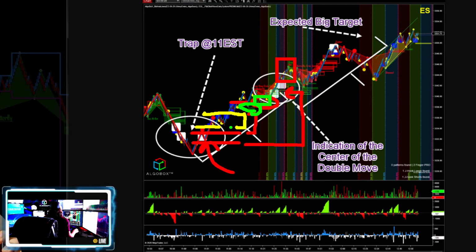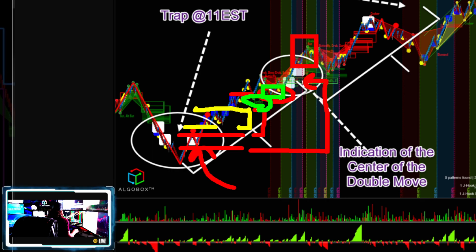But if that was an entry, what would we have done? If this was a Gartley plus a dot, okay, we get a dot plus that, now what am I doing? I am adding half to that position. Now I would be at a 1.5. In this case, I'm at about a 1.25 position size.